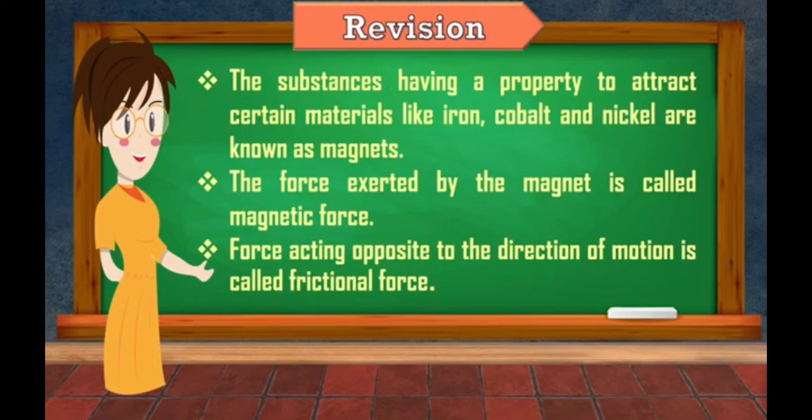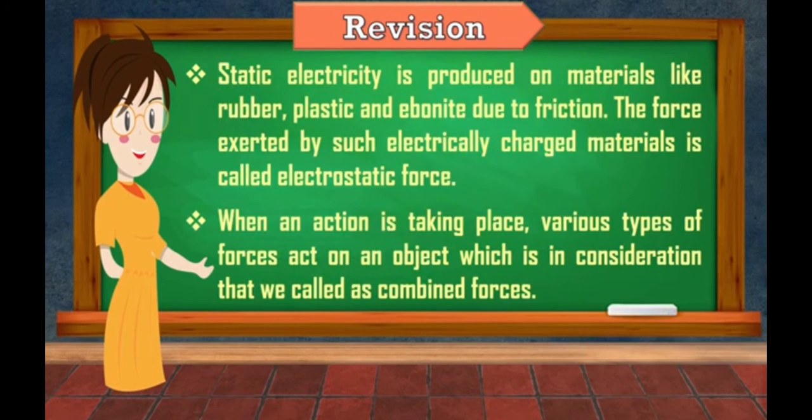The substances having a property to attract certain materials like iron, cobalt, and nickel are known as magnets. The force exerted by a magnet is called magnetic force. The force opposite to the direction of motion is called frictional force. Static electricity is produced on materials like rubber, plastic, and ebonite due to friction. The force exerted by such electrically charged material is called electrostatic force.